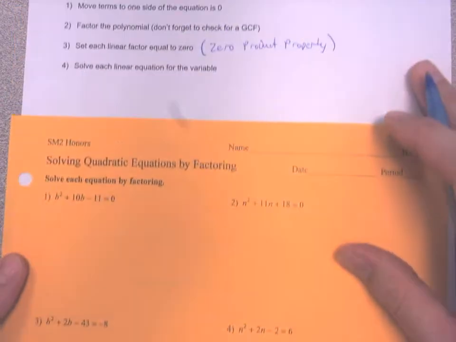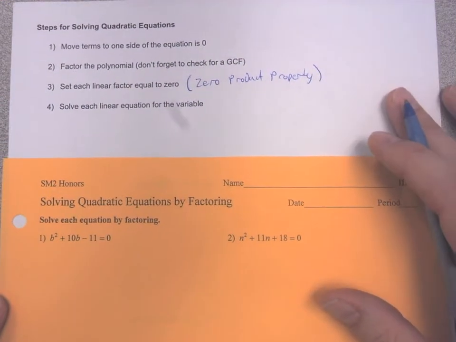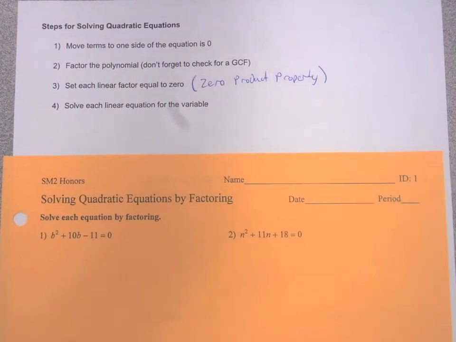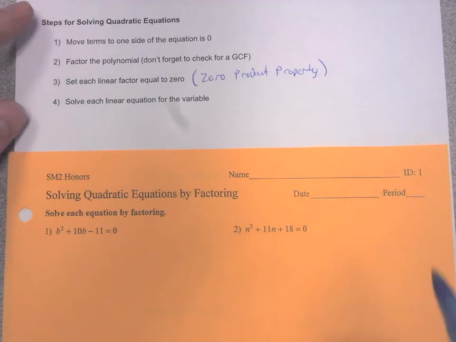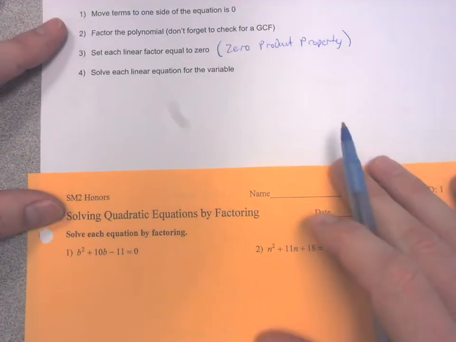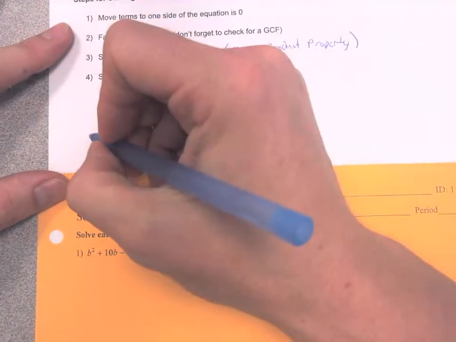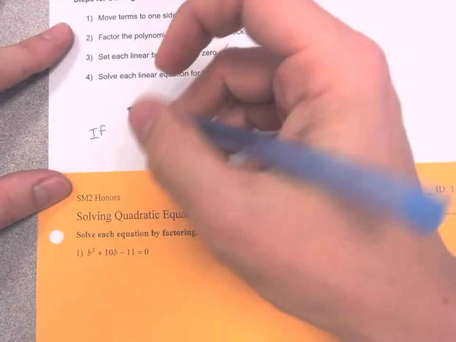Now what I have here next to me is just a step-by-step summary of what we talked about in class, how to solve quadratic equations. One of the things that we're going to need here, and I wrote this off to the side, is the zero product property. So I'm going to go over that really quick. It's super basic, but it's important to know.